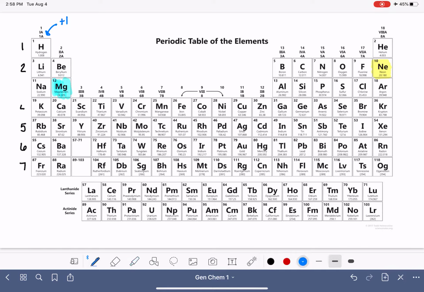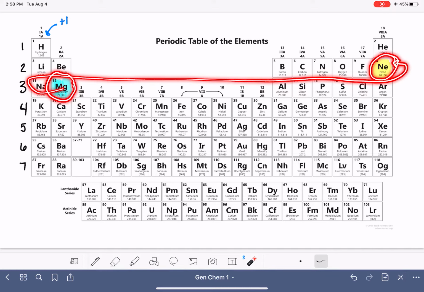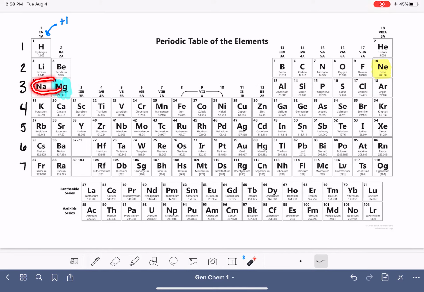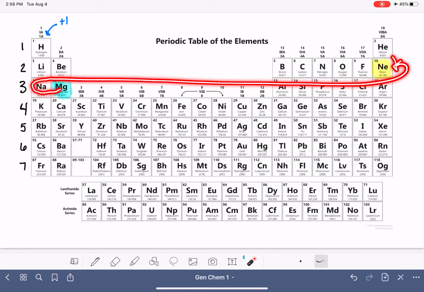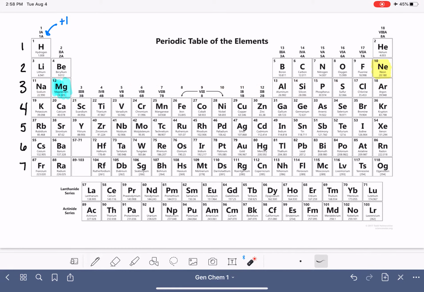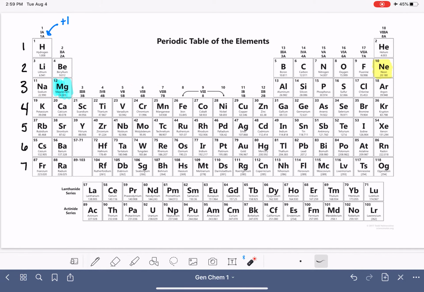And what does magnesium need to do in order to match up with its nearest noble gas, which is neon? So magnesium, being in this position, number 12, trying to match up with that of number 10, needs to lose 2 of its electrons to back itself up to the configuration of neon. So let's write that down.